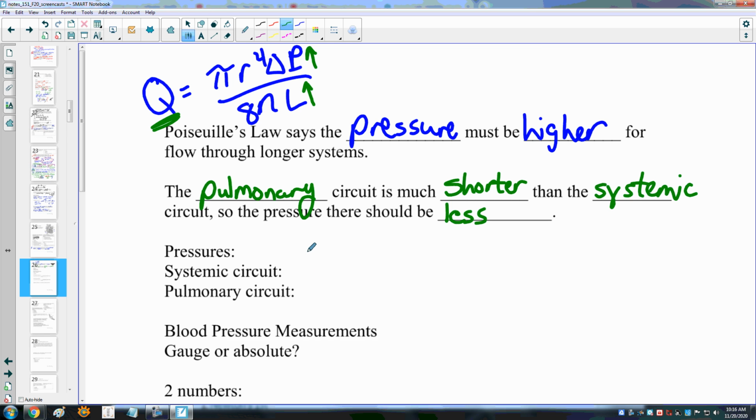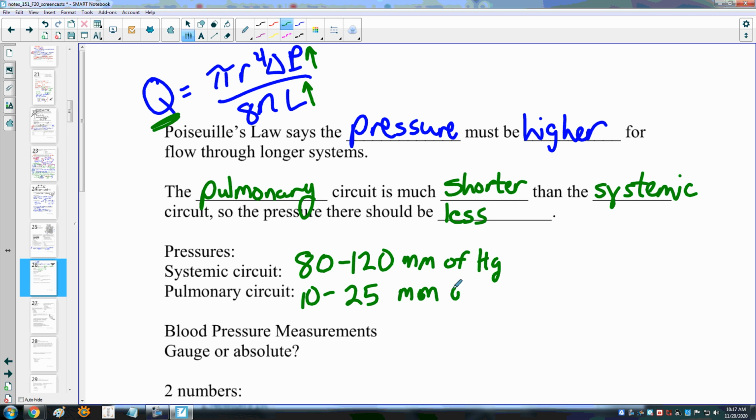In fact, if we look at our range of measurements in the systemic circuit, we have 80 to 120 millimeters of mercury. That's the pressure. And within the pulmonary circuit, it's just 10 to 25 millimeters of mercury. So two things here. First, as I said, the pulmonary circuit is just a shorter circuit. So when we look at our Poiseuille equation, Q equals pi r to the fourth delta P over 8 eta L, if L is small, that means that delta P doesn't need to be very big either in order to keep the same flow rate.